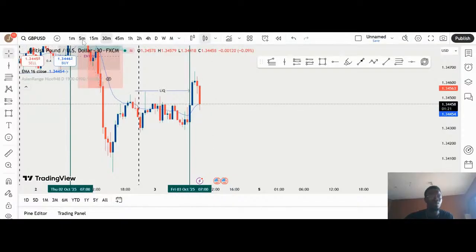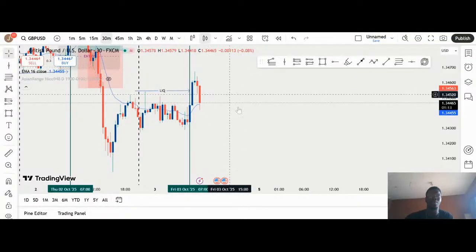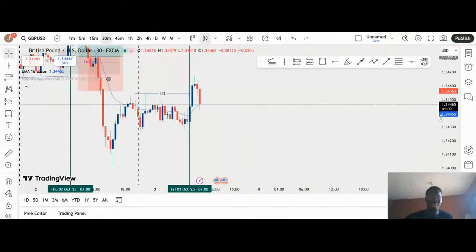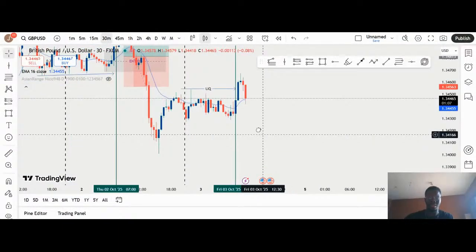Then we can zoom down to the 15 minutes time frame and look for the most recent fair value gap. That's where we're going to place our entry, stop loss above the liquidity sweep origin, and then we target 1:3. As simple as that.